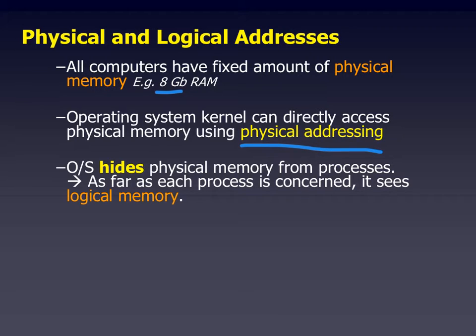But the most important thing is that the operating system hides the physical memory from all processes. And it does a neat trick. As far as each process is concerned, it only sees its own address space. So each process says, hey, I've got an address going from 0 to, for example, 2 gigabytes. Every process doesn't have to care what the actual physical memory is. The operating system does it. And this concept is called logical memory. So the key point is, each process has its own address space, or its own logical memory.